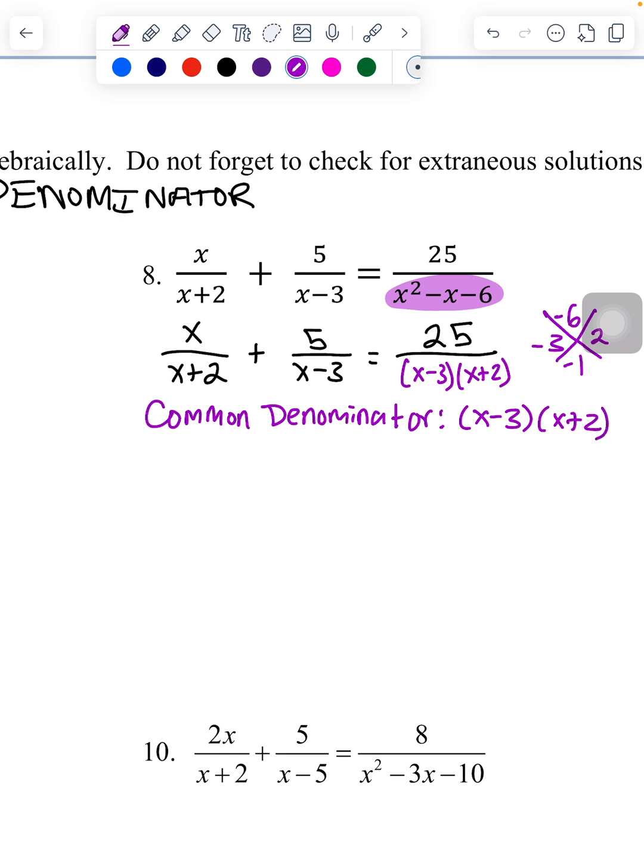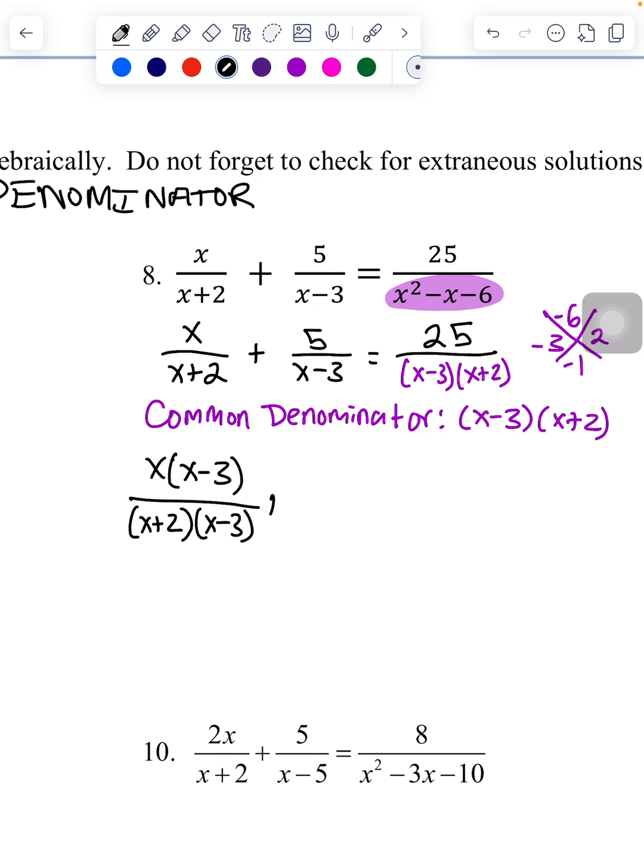Okay, and what I'm going to do from here, I want to get those other fractions to have that common denominator on the bottom. So I'm going to multiply them by whatever piece they're missing. In this case, x plus 2 is already under my x, so I'm going to multiply it by that x minus 3 because that's what I'm missing. So then we'll have x times that x minus 3 all over x plus 2, which is what we started with, multiplied by that x minus 3 to get that common denominator on the bottom.